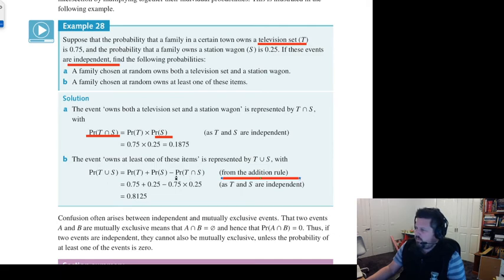From the previous part of the question, we worked out the probability of T intersection S. So we can run this calculation. Probability of T was 0.75, probability of S was 0.25, take away the probability of T intersection S, which we worked out up here, which was 0.1875. We can run that calculation, we get 0.8125.